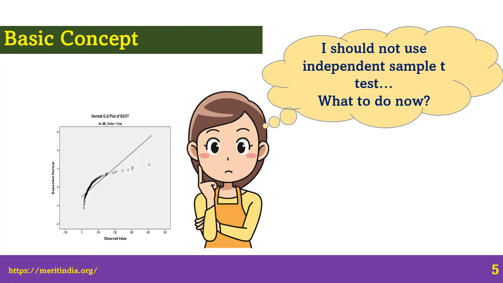So I am confused whether I should use independent sample t-test, because the assumption is that it should follow the normal distribution. But this is not following normal distribution. So what to do now?